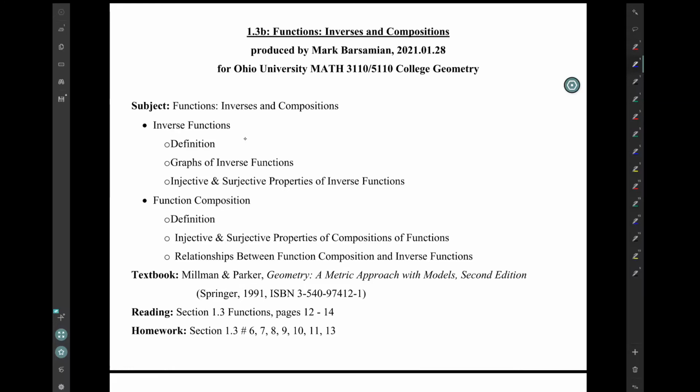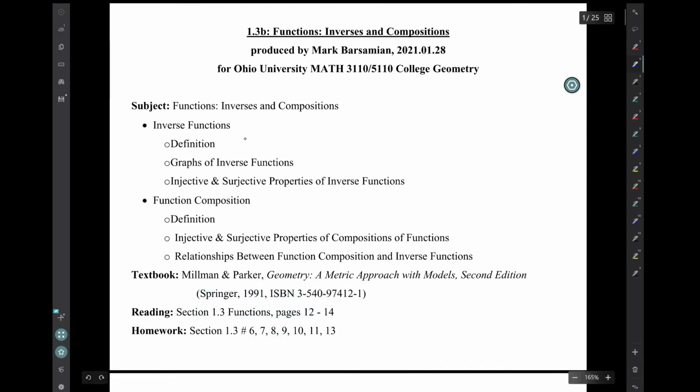I'll be discussing inverse functions and compositions of functions. So our topics will be inverse functions, the definitions and the graphs, and the injective and surjective properties of those, and function composition, the definition, injective and surjective properties of compositions of functions, and the relationship between function composition and inverse functions. The reading is section 1.3, just a couple of pages, and the corresponding homework is this collection of 7 exercises.